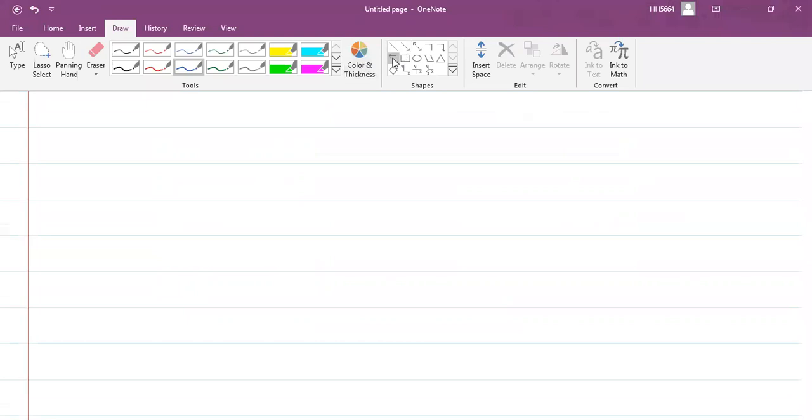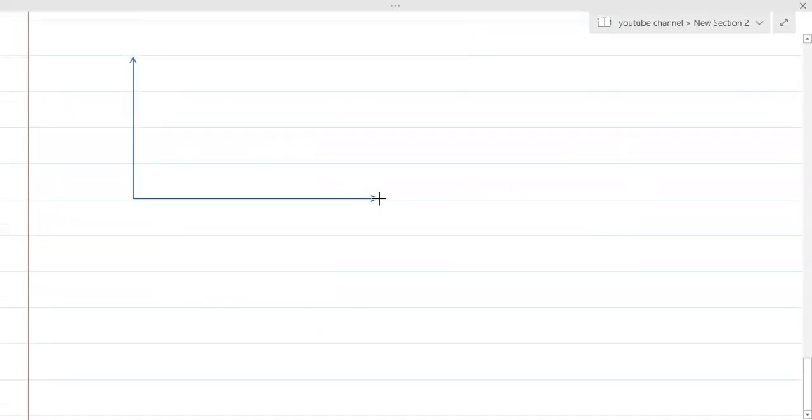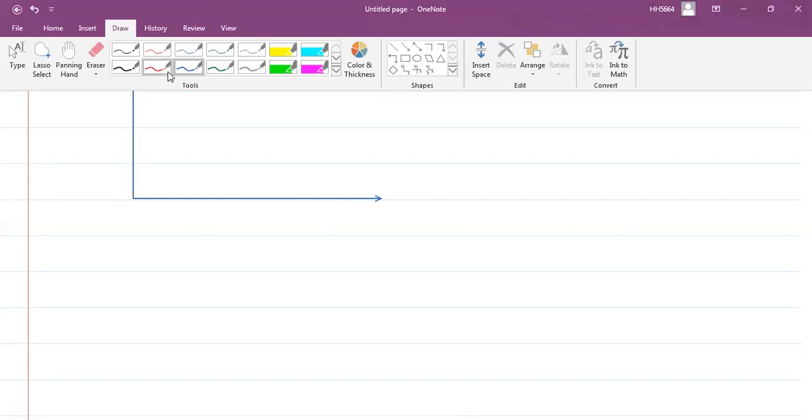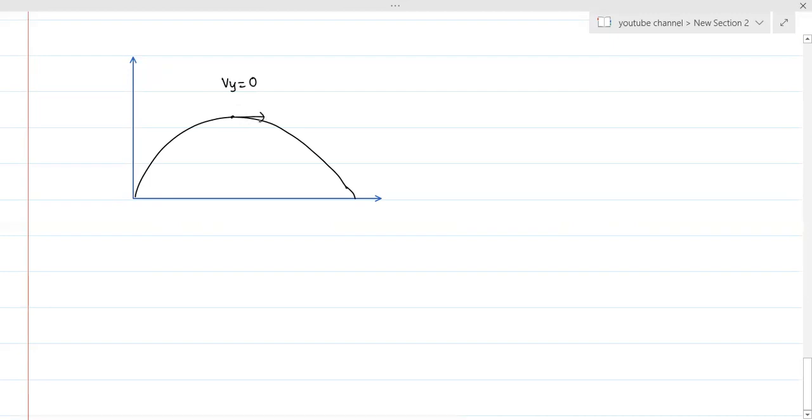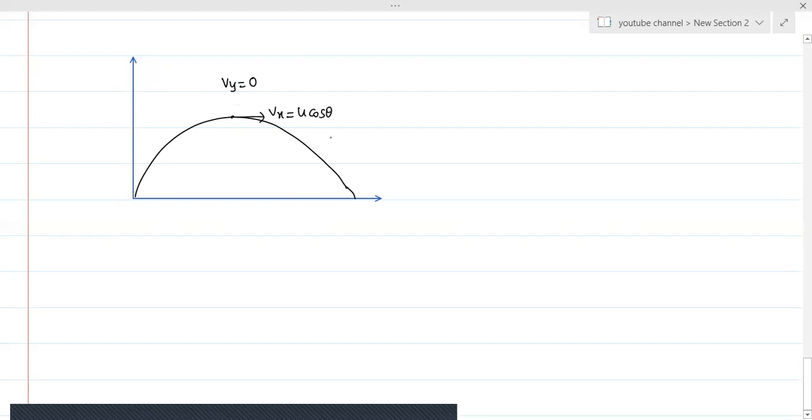At the maximum height, we need to study a lot of points, so we will discuss them one after the other. For example, at the maximum height, it is clear that Vy is equivalent to 0, but Vx can never be equal to 0. Vx is nothing but u cos theta.